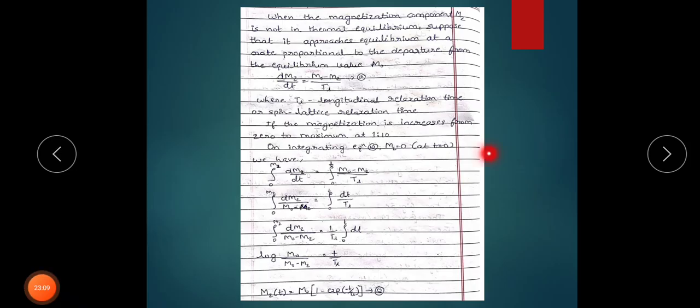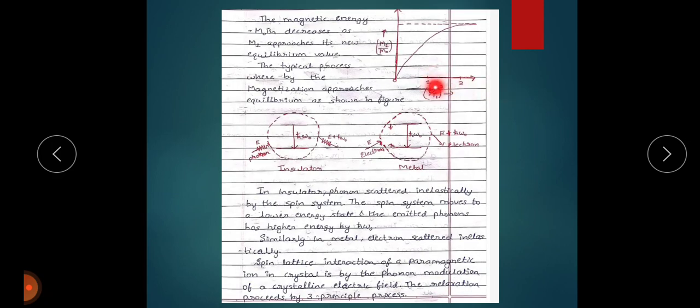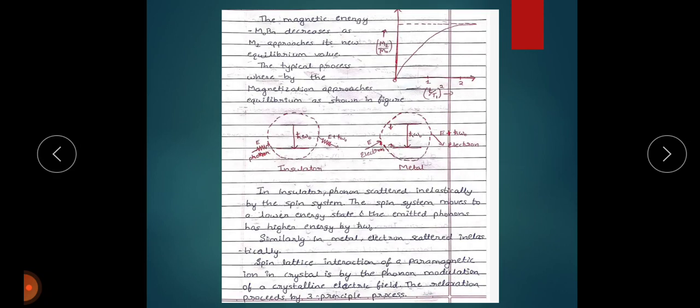That expression is taken as equation number 12. Equation 12 is expressed in the following figure, where t divided by t1 is taken along the x direction, and mz divided by m naught, the ratio of the magnetization value, is taken along the y coordinate.